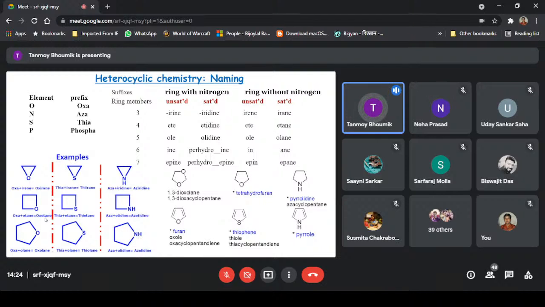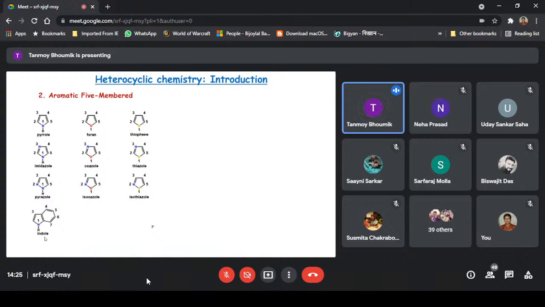In this way we can easily name different heterocyclic compounds by using this table, where we use different suffixes for different ring sizes like 3-member, 4-member, 5-member, 6-member and 7-member. Heterocyclic compounds are also divided into two classes: rings with nitrogen and rings without nitrogen.